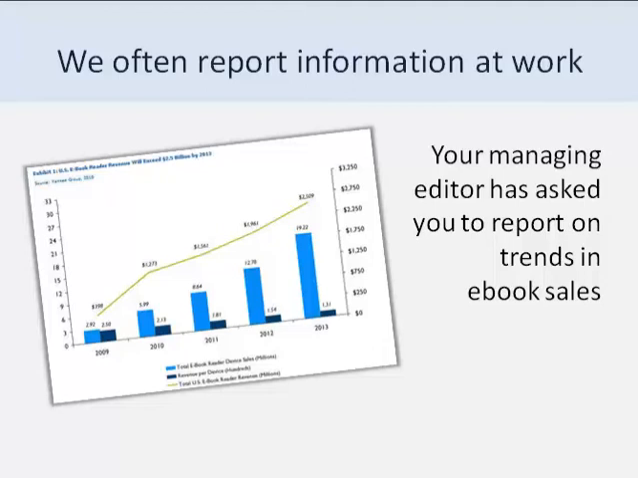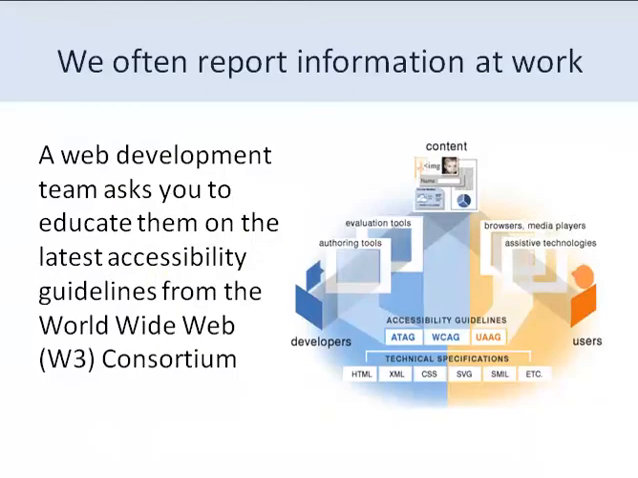You may have an editor, say you're a publisher, or an editor in a part of a publishing house, and your managing editor wants to know about ebook sales. You've got to go report that information to that person. Or if you were a web developer, there are certain accessibility guidelines that the World Wide Web Consortium maintains. You may have a supervisor saying, can you fill me in on those? What are those guidelines?